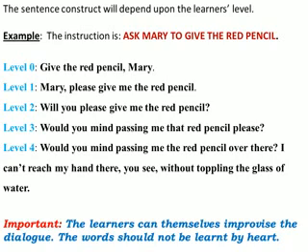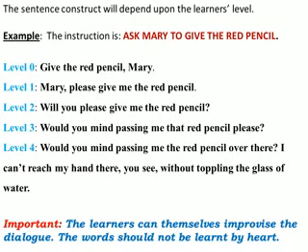Level 2. Will you please give me the red pencil? Level 3. Would you mind passing me that red pencil, please? Level 4. Would you mind passing me the red pencil over there? I cannot reach my hand there, you see, without toppling the glass of water.